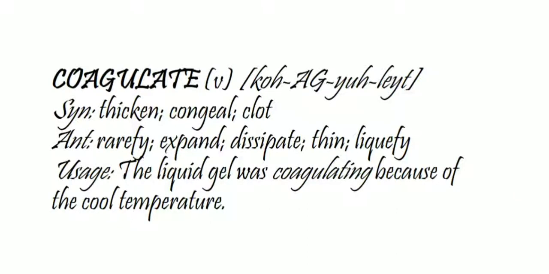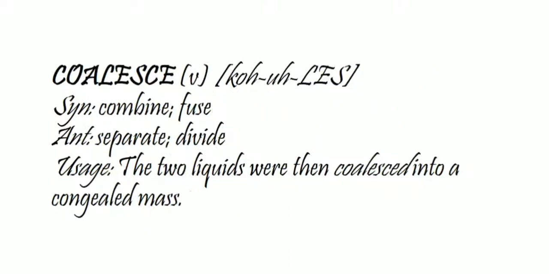Coagulate is a verb. It means thickening, congeal, clot. The antonym of coagulate is rarefy, expand, dissipate, thin, liquefy. The liquid gel was coagulating because of the cool temperature. What's the reason? The cool temperature. And the result is the liquid gel was coagulating. That means the liquid gel was thickening.